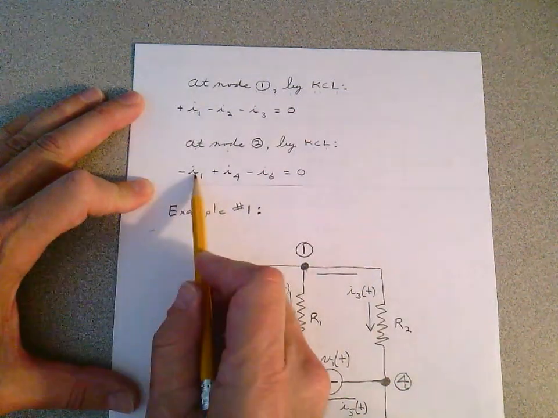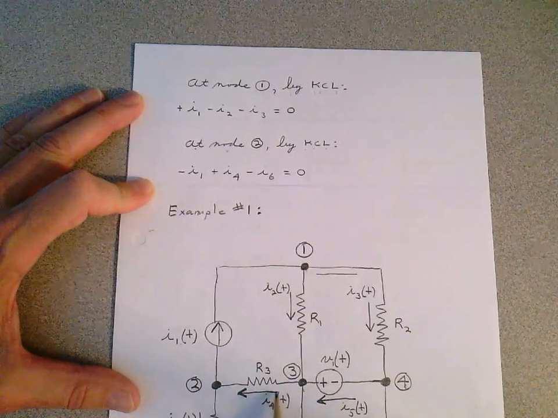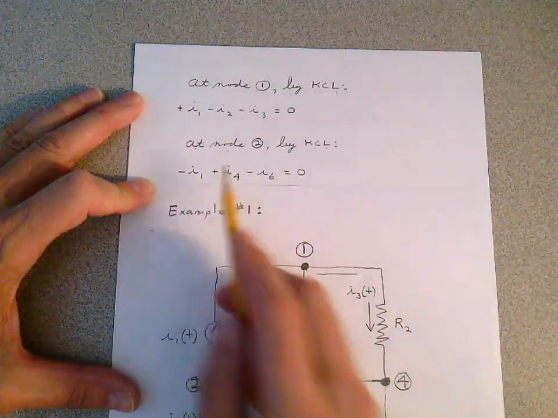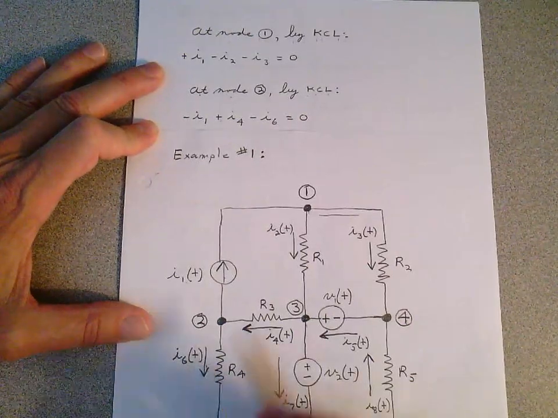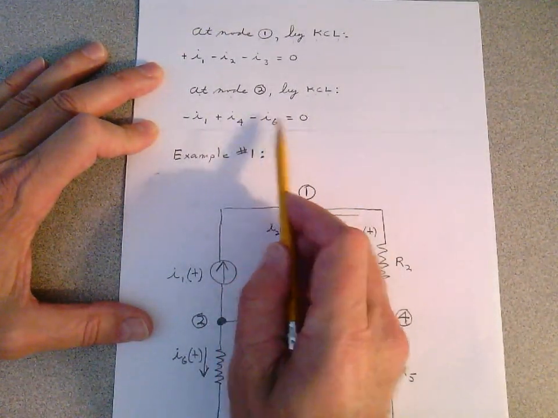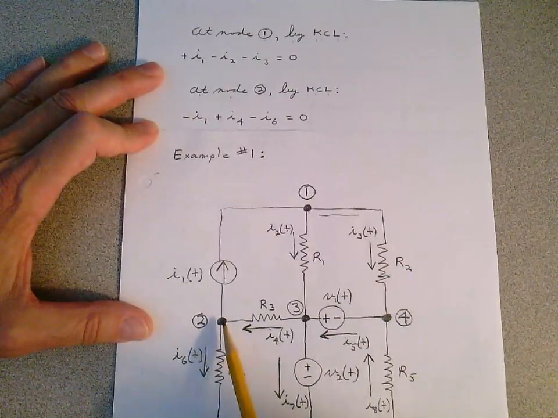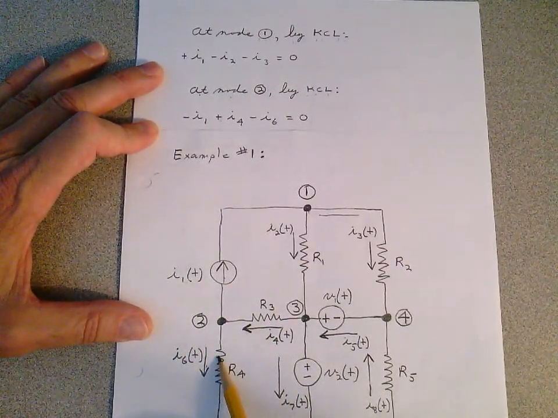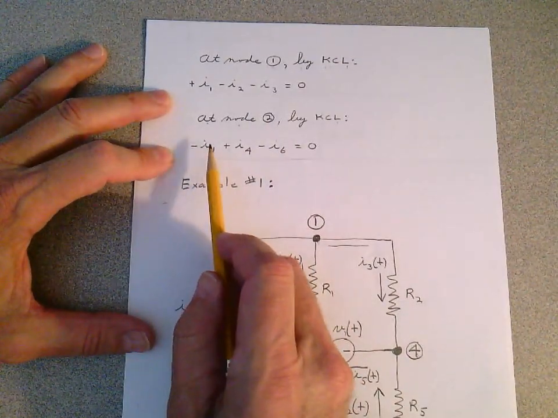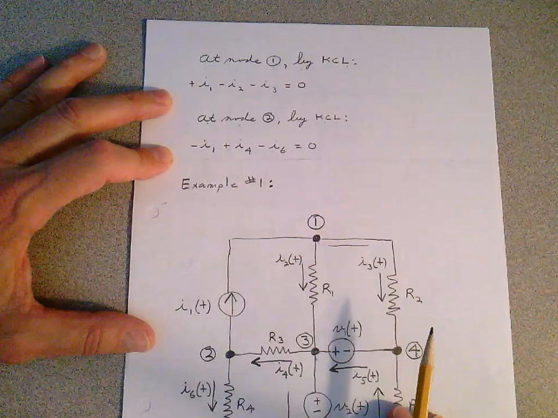So I have a minus I1 because it's leaving, plus I4 because it's entering, and a minus I6 because it's leaving, equals 0. And before I move on, check how many currents go in and out of that node. 1, 2, 3. So you better have three currents represented, so you don't miss any. That's a good check.